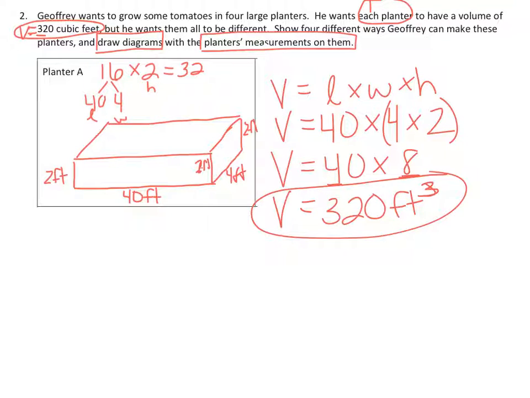So this work should be shown on the empty page to your left. Let's look at our checklist up here. Did we draw a diagram? Yes. Did we include the planter's measurements on them? Absolutely. So make sure everything I did, you did too. You will now be doing the same thing, but different measurements for length, width, and height for planter B, C, and D. Good luck!